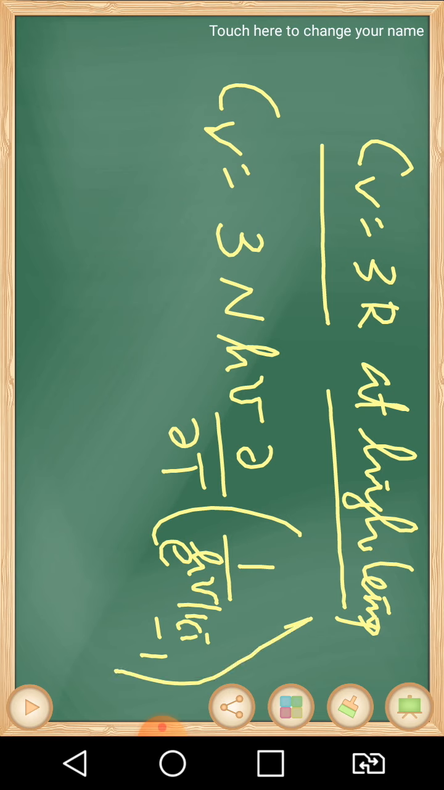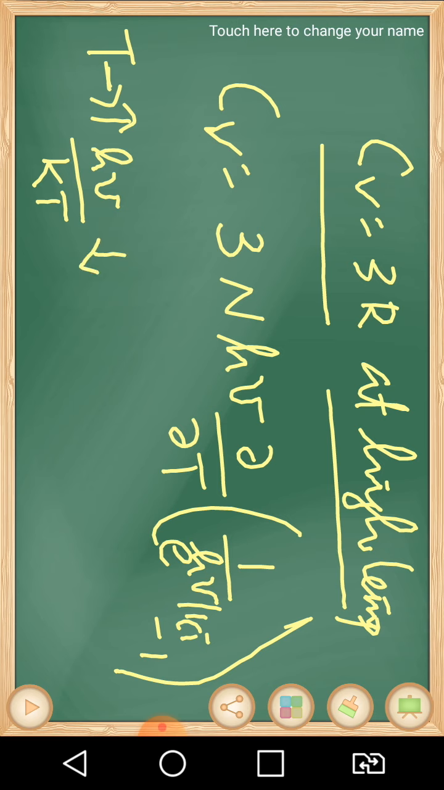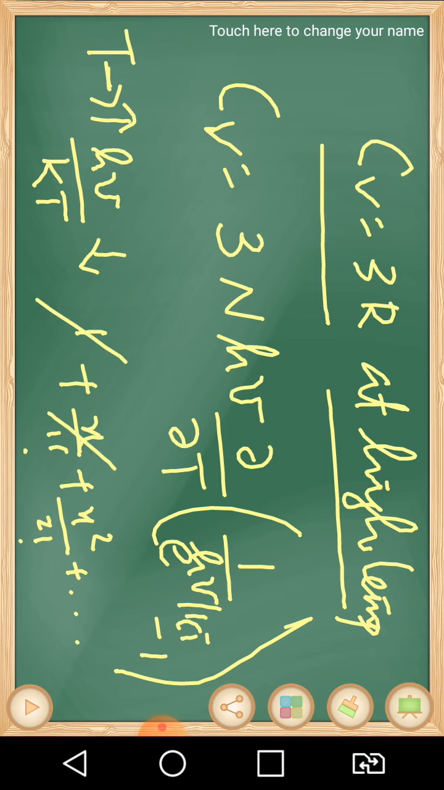ഇപ്പോൾ ഇവിടെ ടെമ്പറേച്ചർ കൂടുതലാണെങ്കിൽ h nu by kT will be low. When T is high, h nu by kT ഉള്ളത് 1 by T ആണ്, so that will be very low. e raised to x, when x is small, it can be expanded to 1 plus x by 1 factorial plus x square by 2 factorial, etc. So we are taking only the first and second term because higher terms will be negligible when the temperature is high.